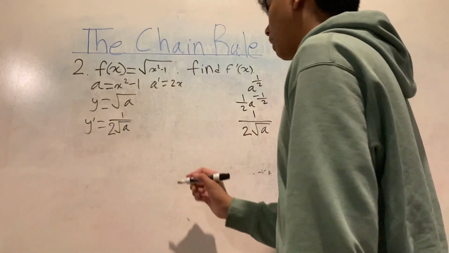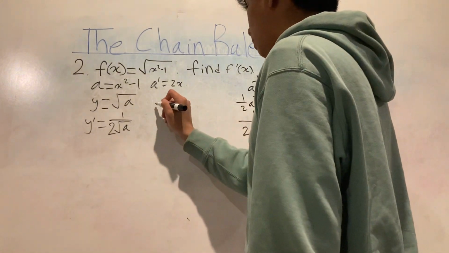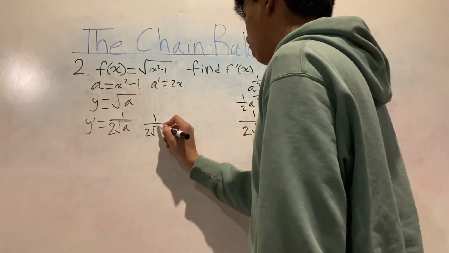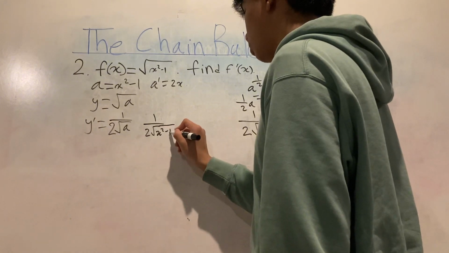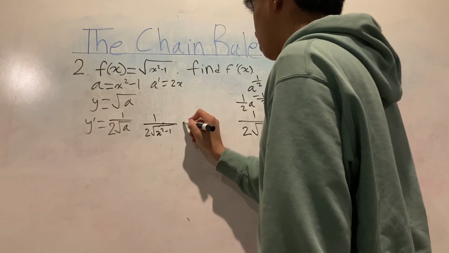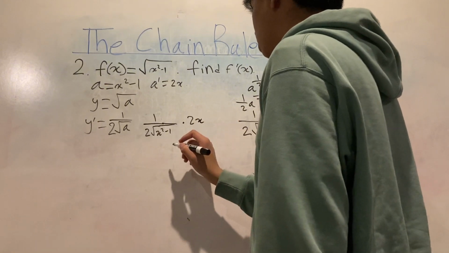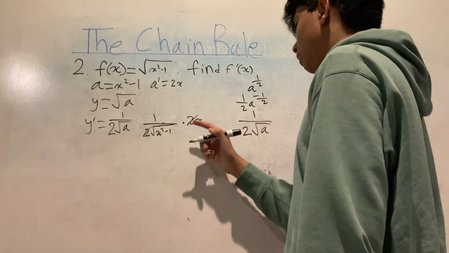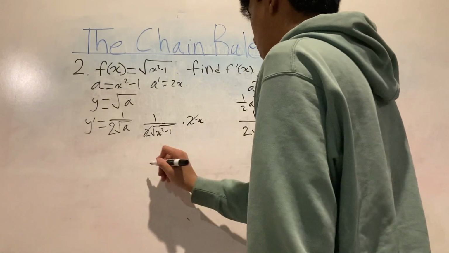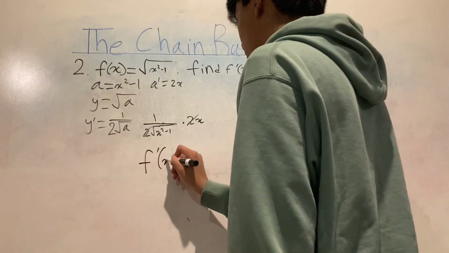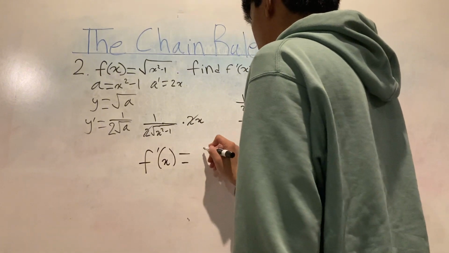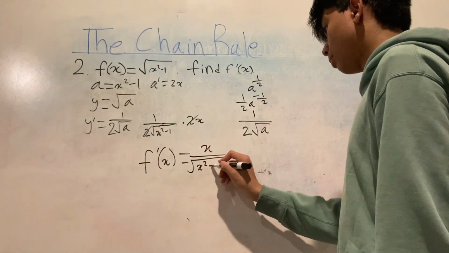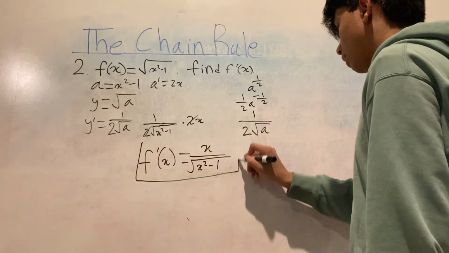And now we have to multiply again. So we'll end up having 1 over 2 square root, and then the square root is x squared minus 1. And all of this is being multiplied by 2x. So these 2's get canceled off, because that's there in the numerator and denominator. So we'll just end up having f prime of x equals x over the square root of x squared minus 1. And that's the final answer.